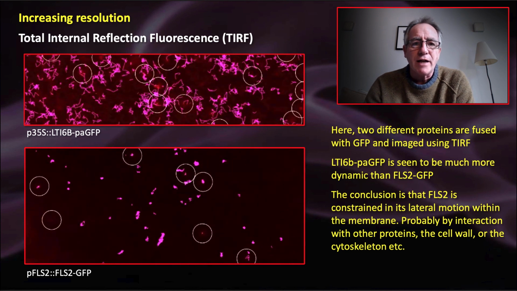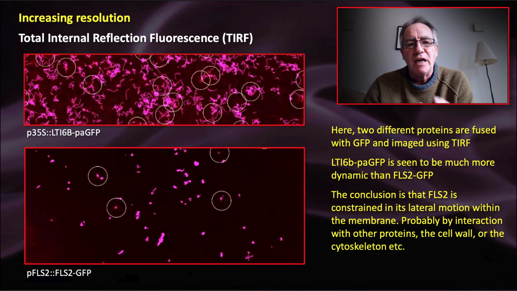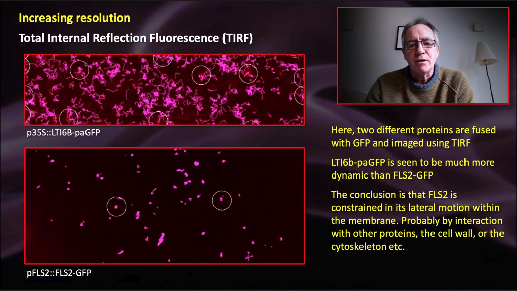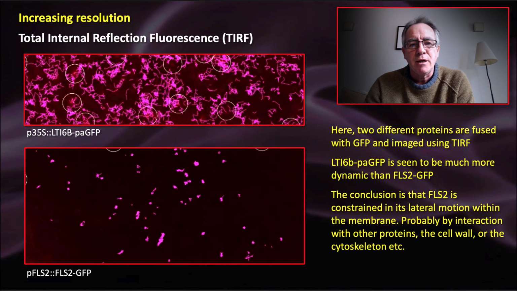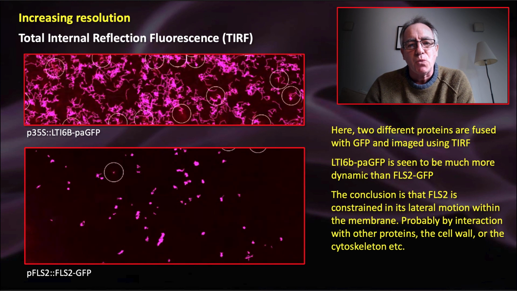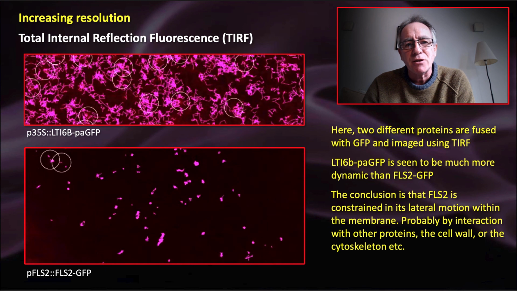Meanwhile, while all that's going on in the top video, look what's going on in the bottom video. FLS2 is clearly really locked in place. It appears in the plasma membrane, but it sits still. And our question was, what is it interacting with? Why is it constrained in its motion?